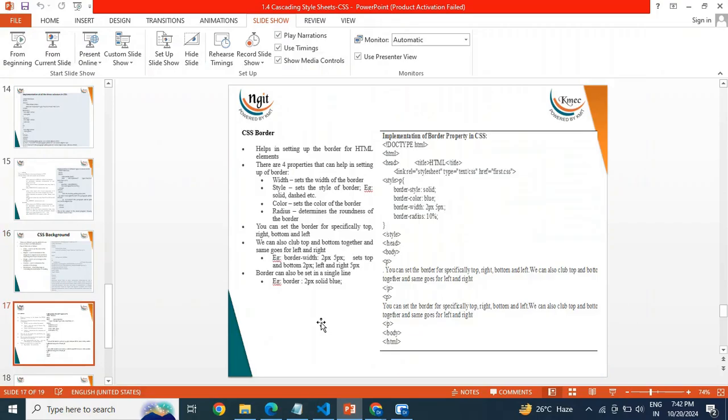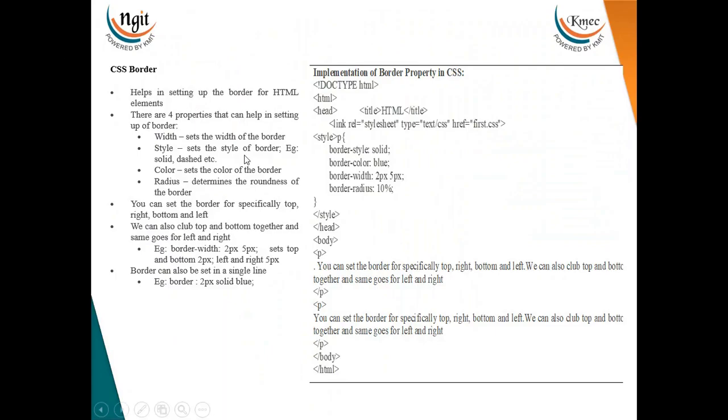This is CSS background, and next is CSS border. CSS border helps in setting the border for HTML elements. There are four properties for setting up the border: width, style, color, and radius. Width sets the width of the border. Style sets the style of the border, that is, whether you want the border as a dashed line or a solid line. Color sets the color of the border. Radius determines the roundness of the border.